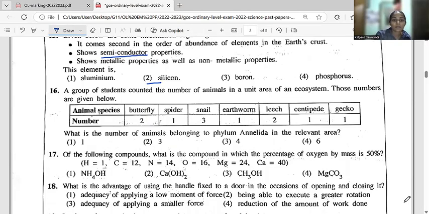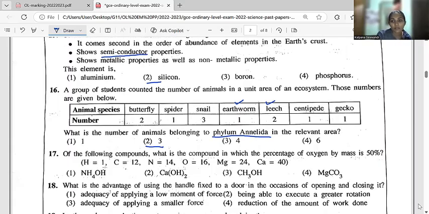A group of students counted the number of animals in a unit area of an ecosystem. Those numbers are given below. The animal species are butterfly, spider, snail, earthworm, leech, centipede, and gecko. The numbers are also given. What is the number of animals belonging to phylum Annelida in the relevant area? Phylum Annelida contains segmented worms; earthworm and leech are examples. Then the total number of animals in that area is 2 plus 1, 3. The answer is the second one.